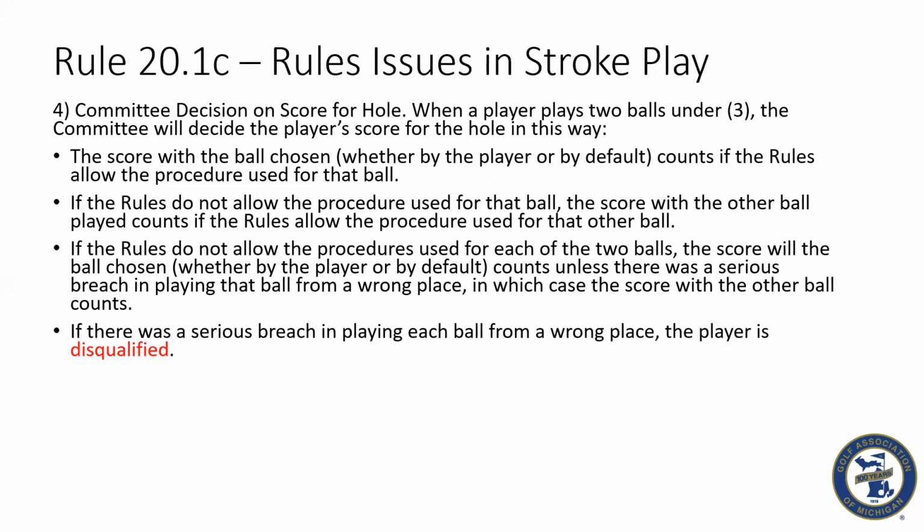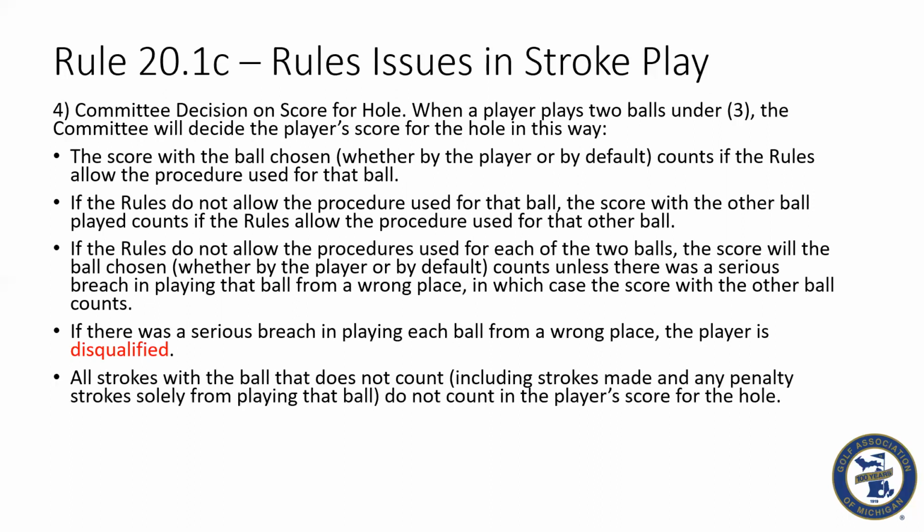And then if both balls were played from the wrong place, well, that's just bad luck for the player, and they're going to get DQ'd. The other thing we tell players is that when they play two balls, they're not necessarily absolved from penalty. They could still get penalized, and they might still end up getting DQ'd. It's just that they'll have a better chance of not getting penalized and not getting DQ'd if they do that. These rules are saying that we're going to go through this procedure to try to get the right ball in play with as few penalty strokes as possible.